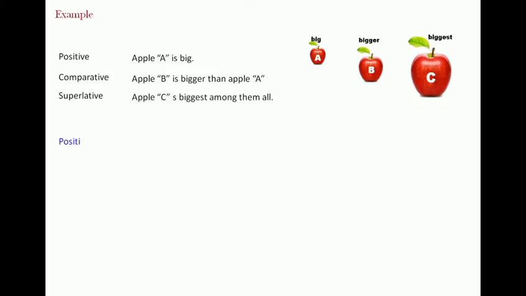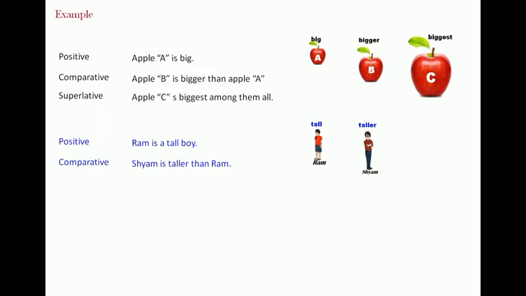Similarly, we see one more example. Ram. Positive form, Ram is a tall boy. In comparative form, Shyam compared with Ram. Shyam is taller than Ram. In superlative, Rajesh. Rajesh is the tallest among all. That means Ram and Shyam.